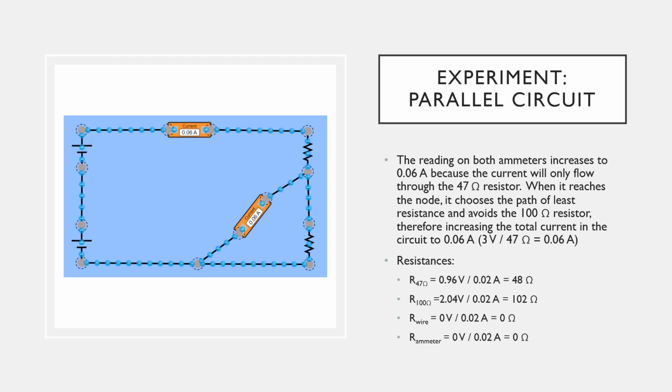Then you can see we calculated the resistance for each component. For the 47 ohm resistor, it was 0.96 volts, which is the voltage drop that we got in the previous slide, divided by the 0.02 amps, which is 48 ohms. For the 100 ohm resistor, it was 2.04 volts divided by 0.02 amps, which gave us 102 ohms. The differences there are just due to the lack of precision of the ammeters, but those are correct values. And the wire and ammeter gave us 0 resistance.